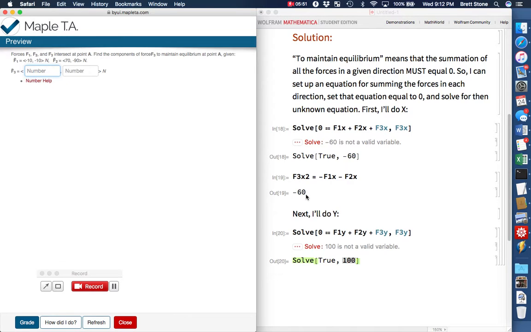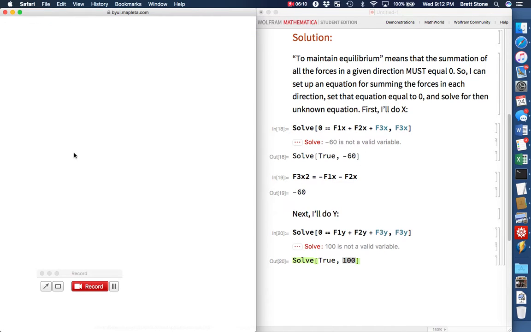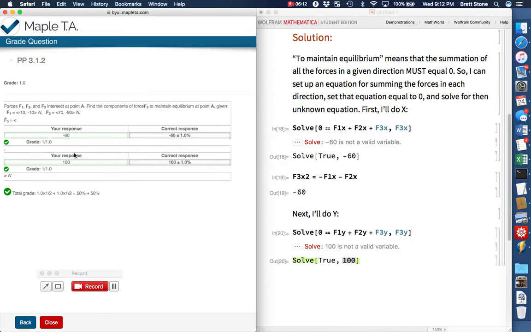That seems about right. And then something similar in the y direction, we've got negative 10 and negative 90, so a total of negative 100. To balance that, we need a positive 100. So I have a good feeling that we're going to get this right. So negative 60 in the x and positive 100 in the y. Let's hit grade, and we got it right. Nice job.